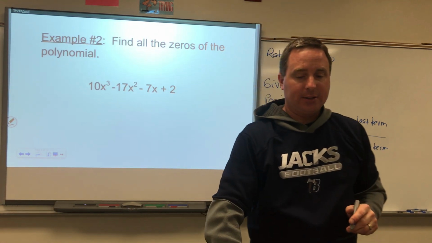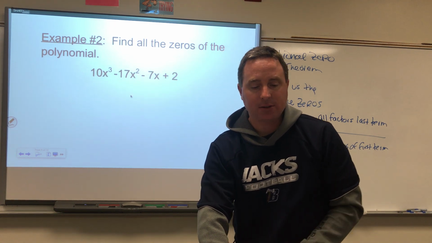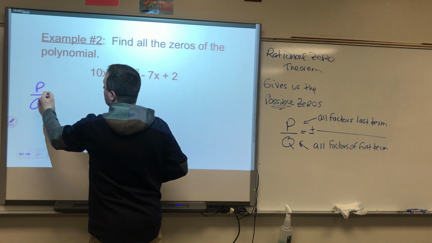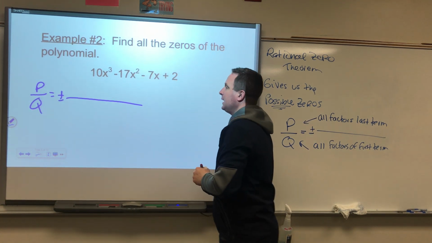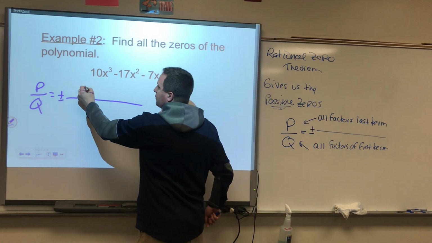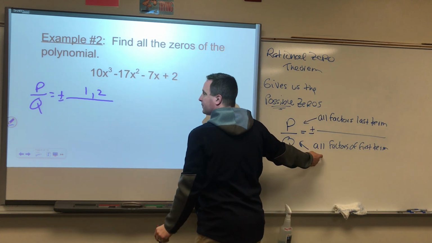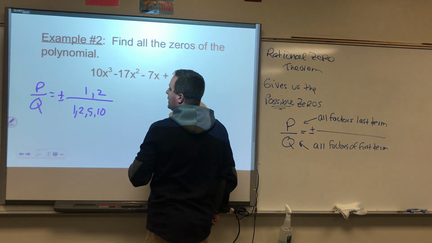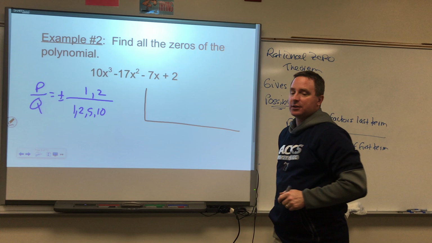Okay? All right, let's try one more here. Let's try to find all the possible solutions here. First of all, my P's and Q's. Let's figure out what our choices are that we have to choose from. Okay? The numerator comes from the factors of the last term. Well, there's only 2 of them, 1 and 2. The denominator comes from the factors of the first term, which are 1, 2, 5, and 10. And all their pluses and all their minuses. Now there's a bunch of them there.